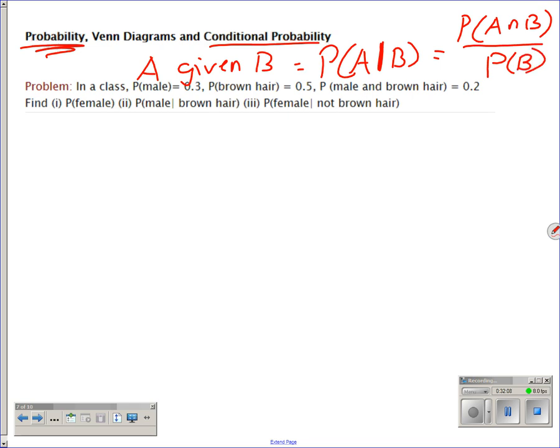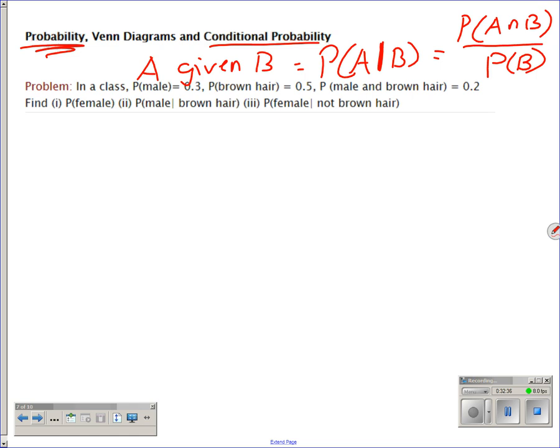That might be helpful to know. Okay? Probability of both divided by the probability of the given. Let's try it. If I ever give you one of these, it's not going to be too crazy. Something like this. We've got a class where the probability of being a male is 0.3. The probability of having brown hair is 0.5. The probability of being both male and having brown hair is 0.2.